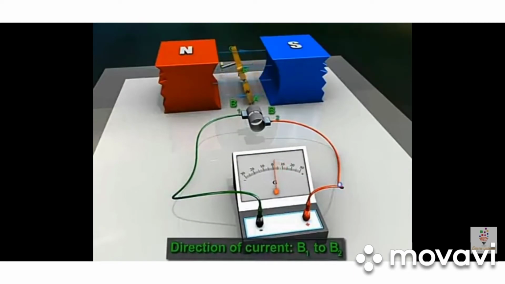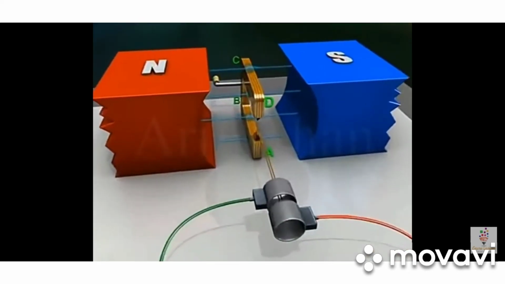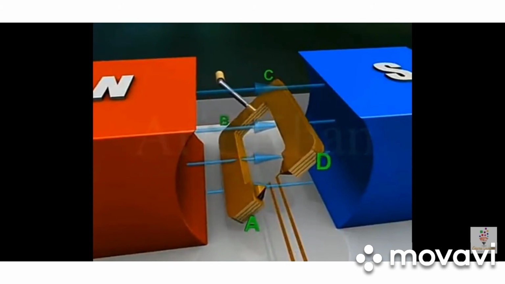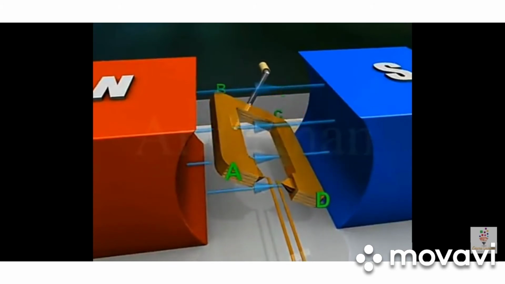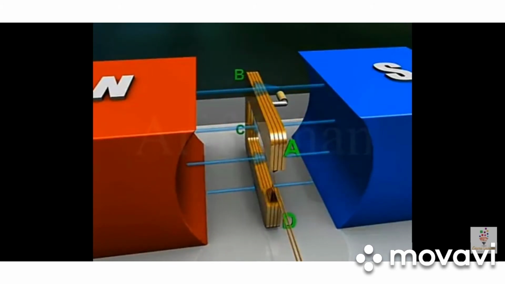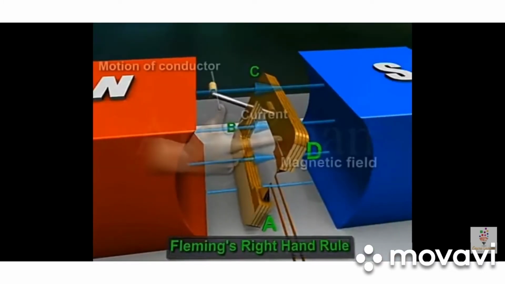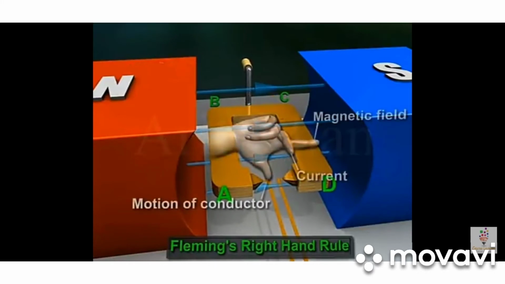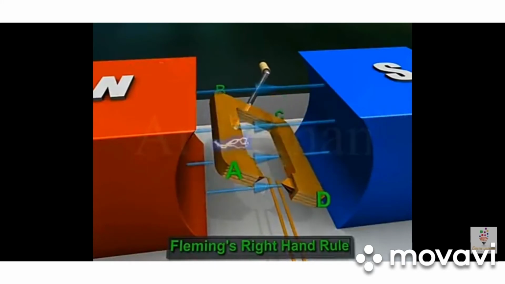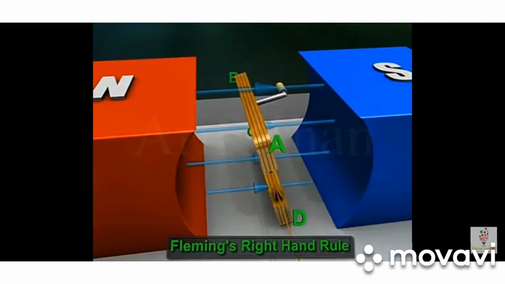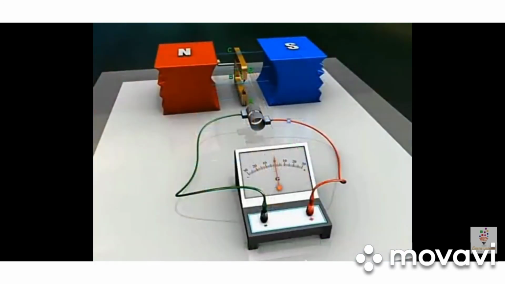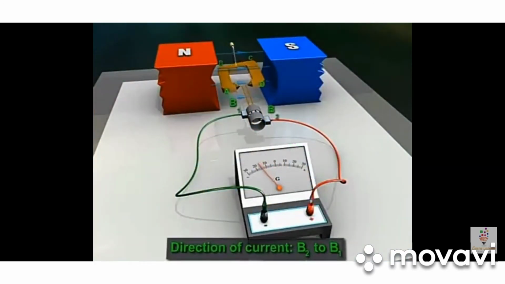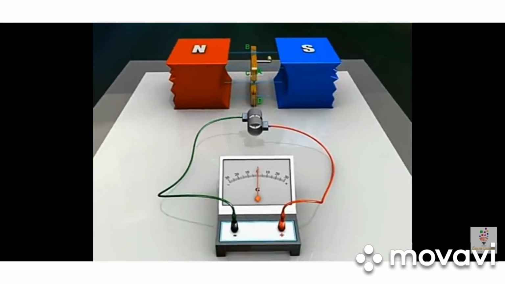Now, whenever AB is getting upwards and CD is getting downwards, the current direction automatically changes. By using Fleming's right hand rule, the current direction is from B2 to B1. See here, whenever AB is in the upward position, the current flows through B1 to B2. It is indicated by the galvanometer.